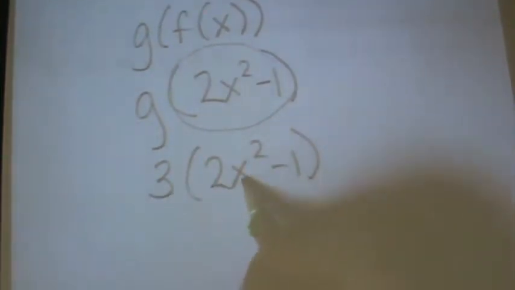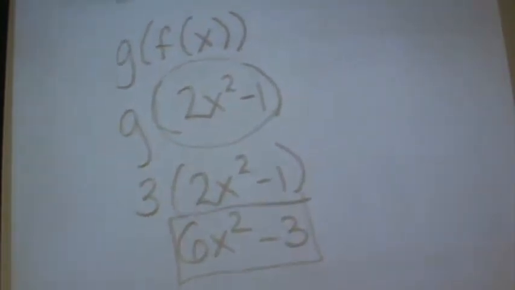3 times 2x squared minus 3, and what is 3 times 2x squared? 6x squared, minus 3. That's your final answer. Now you guys said it's the same thing. Did they come out to be the same answer? No. They did not. So can you do it in any order you want? No. You have to follow the instructions.